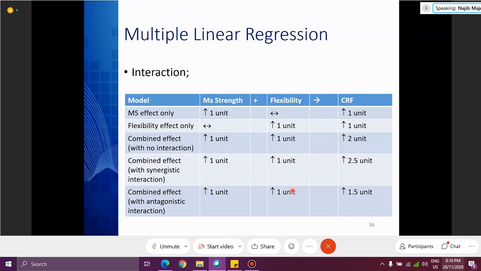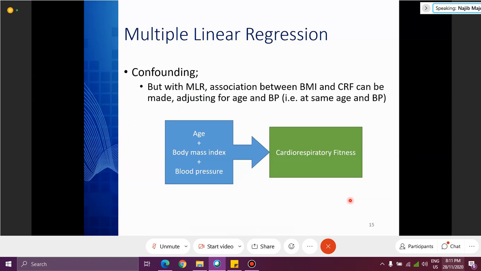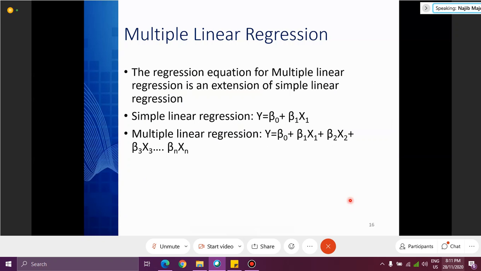Whereas when the independent variables increase 1 unit each and the amount of increase in the outcome variable is not as much as we expect, then it is also called an interaction effect, antagonistic interaction. Okay, so by doing multiple linear regression, we can examine interaction and also confounding effect.